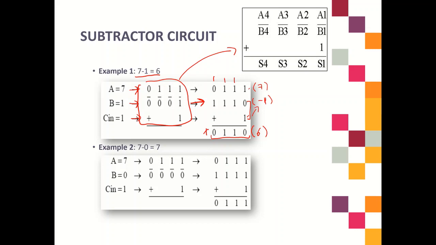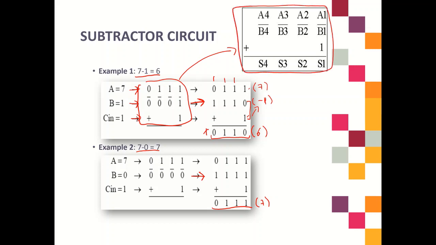The same goes for example 2, 7 minus 0. In this example you also need to convert it into 4 bits. Then for the value of B you must complement each bit. You will get this value, and then you add bit by bit, and you will get your answer, which is equal to 7. So 7 minus 0, you will get 7. So the process of subtraction by using the subtractor circuit is that you need to use this format.